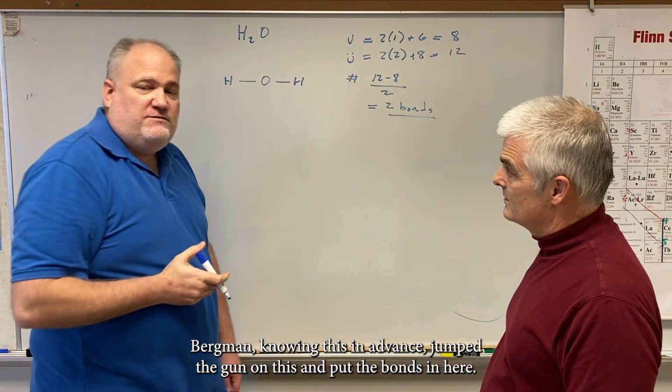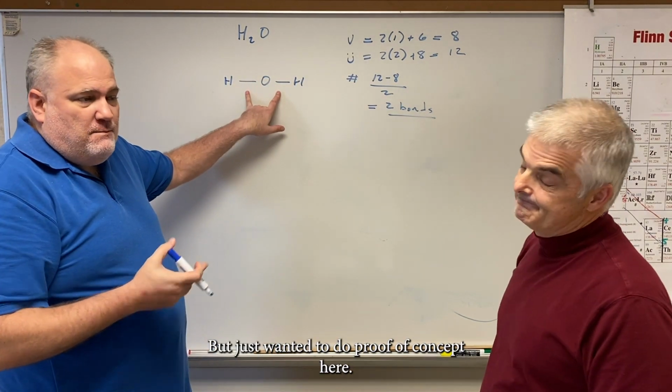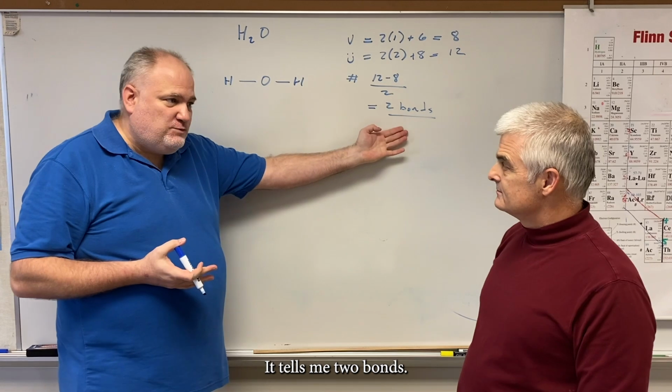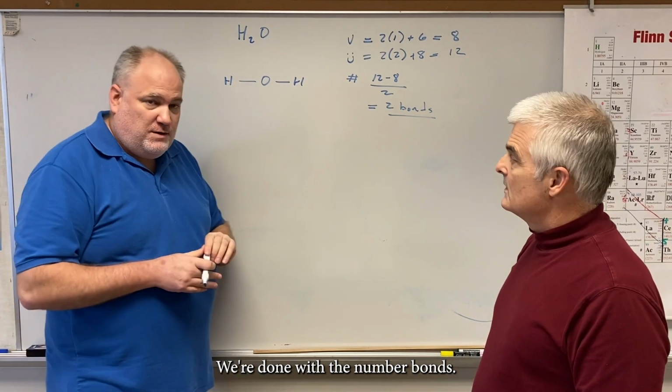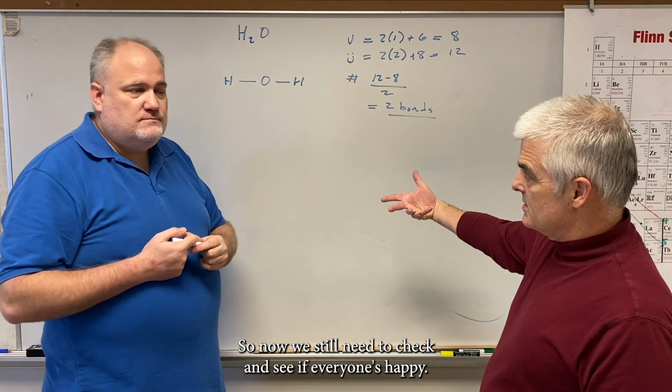Mr. Bergman, knowing this in advance, jumped the gun on this and put the bonds in here, but I just wanted to do proof of concept here. It tells us we need 2 bonds. That means you're not going to be trying to do a double bond or a triple bond. We're done with the number of bonds. So now we still need to check and see if everyone's happy.